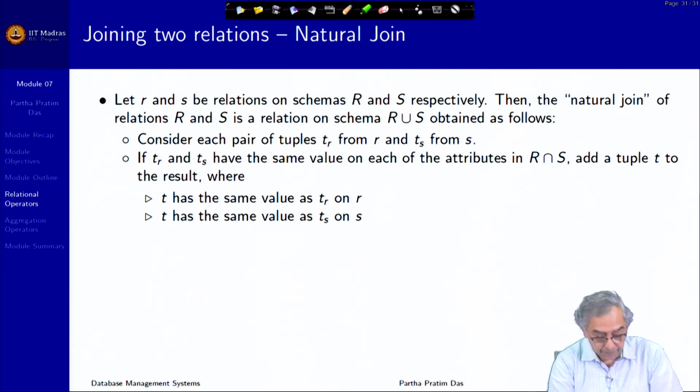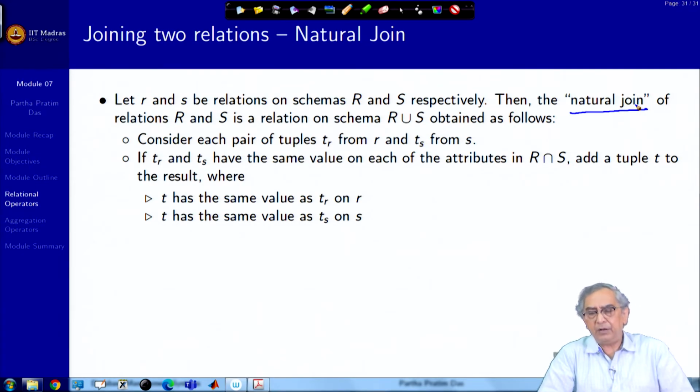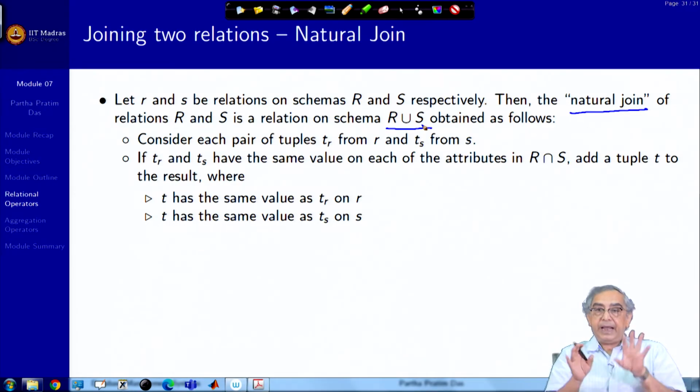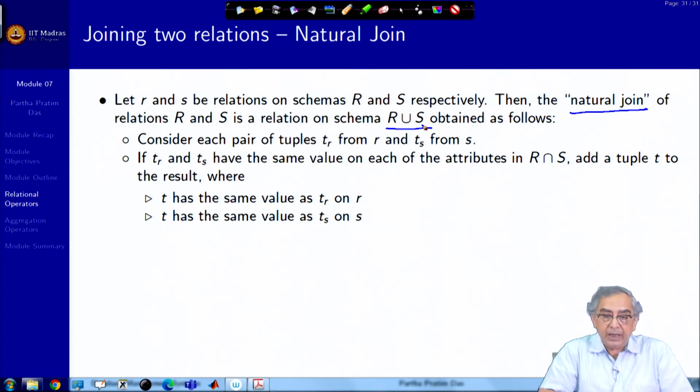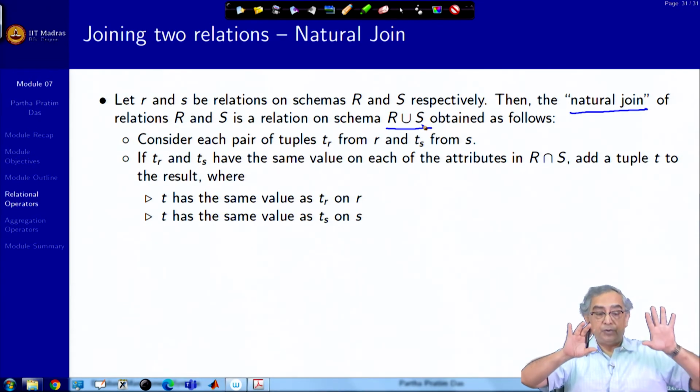Now, we get a new operation which is more specific for relational algebra. Let us say R and S are relations on schemas capital R and capital S. The natural join, mind this word, the natural join. Cartesian product in general is also called join. Natural join of R and S is a relation on the schema R union S, that is, you have the attributes of R and you have the attributes of S. So, you take every tuple from instance R and every tuple from instance S, and that is a kind of a Cartesian product. So, you are making combinations, but there is more to it.